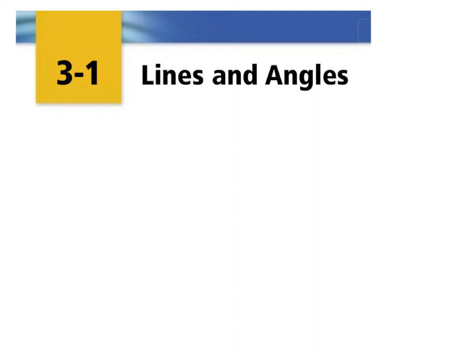Hello, 8th graders. We are now in Chapter 3. Chapter 3 covers parallel and perpendicular lines. Both concepts you've covered before. We're going to take your prior knowledge of concepts and incorporate it into proofs and other things in geometry that you have not covered. So we're going to start with Section 3.1, Lines and Angles.